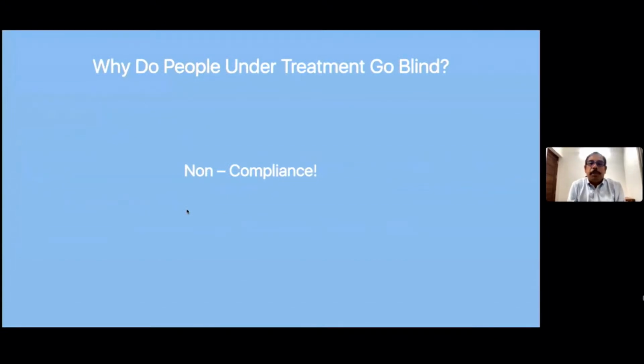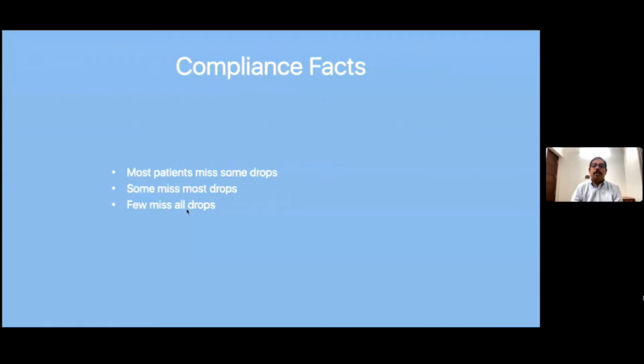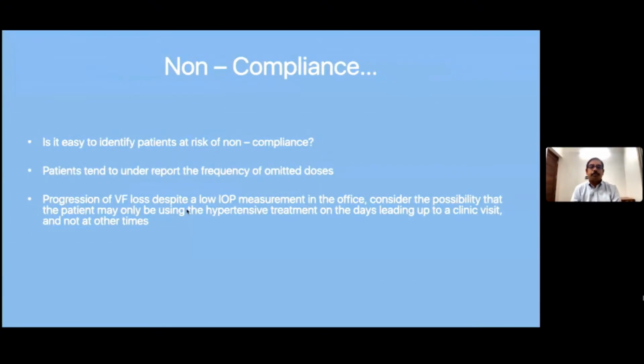So why do people go blind in spite of treatment in glaucoma? Most likely the cause is non-compliance. Most patients miss some drops, some patients miss most drops, and few miss almost all drops. So is it really possible for us to easily identify who has non-compliance and omitted doses? It is not that easy unless the patient is very truthful. Many times we have seen the patient coming to the clinic with a good control of IOP, but they might have just used the drops the previous night or the day of the checkup.